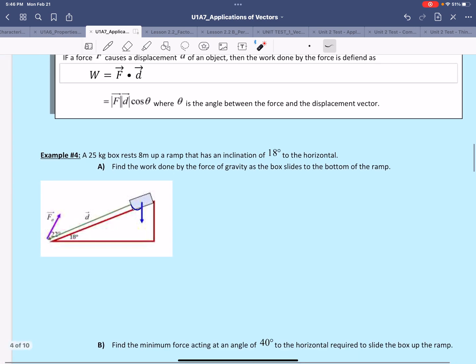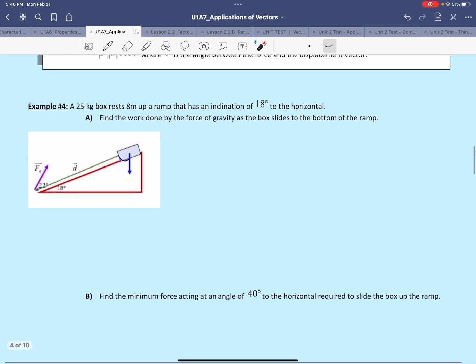So let's take a look at example number 4 in this case. What we have in here is a 25 kilogram box. So here is the box, resting 8 meters up a ramp. So it's right here, from here down the ramp will be 8 meters. And the ramp makes an angle of 18 degrees with the horizontal, as indicated on the diagram. We have to find the work done by the force of gravity as the box slides to the bottom of the ramp. So we'll write the formula.